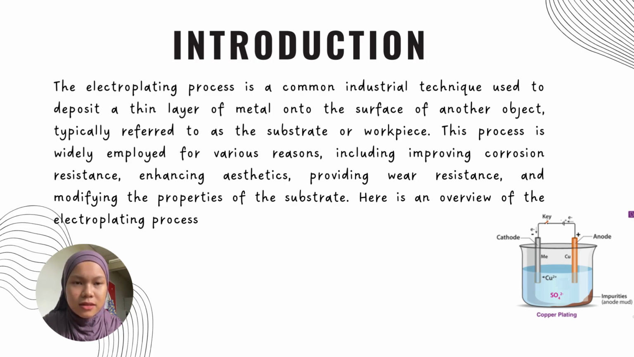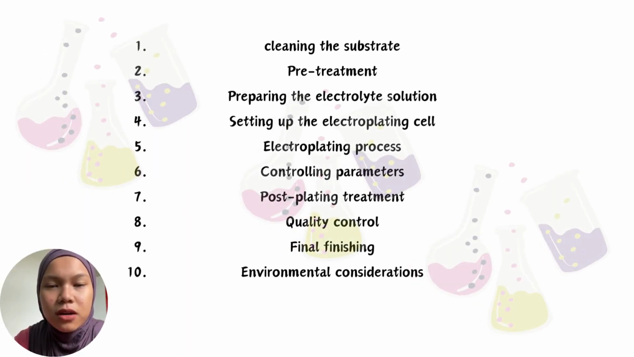Steps in the experiment for the electroplating process. Before we proceed with our experiment, we must do this step first: cleaning the substrate, because the substrate must be thoroughly cleaned to remove any dirt, grease, or oil from its surface. Second, pre-treatment.